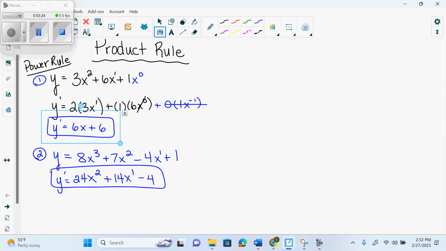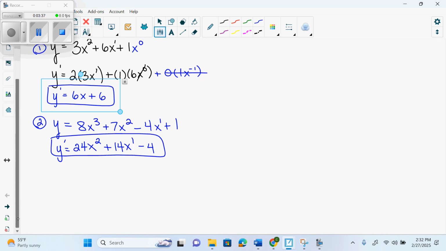Can you imagine having to do this as the limit of h approaches 0? You'd have x plus h cubed plus 7x plus h squared minus 4x plus h plus 1 minus all of that all over h, expand it out, cancel terms, and you get that. It'd be kind of terrible. Okay, so we can use power rule whenever we have a variable base to a numerical exponent.